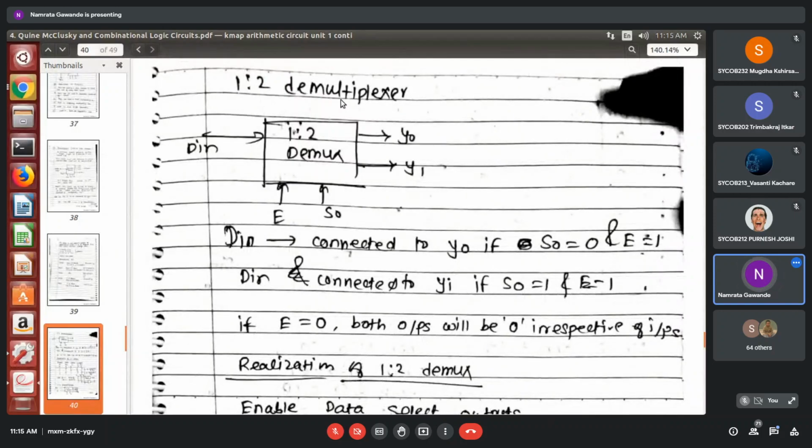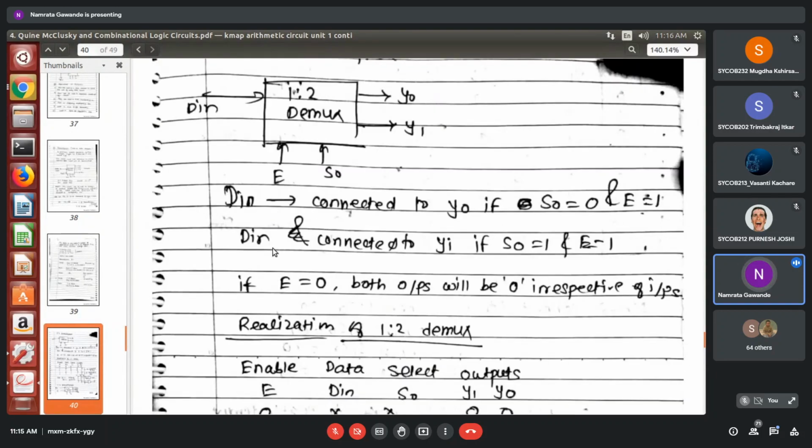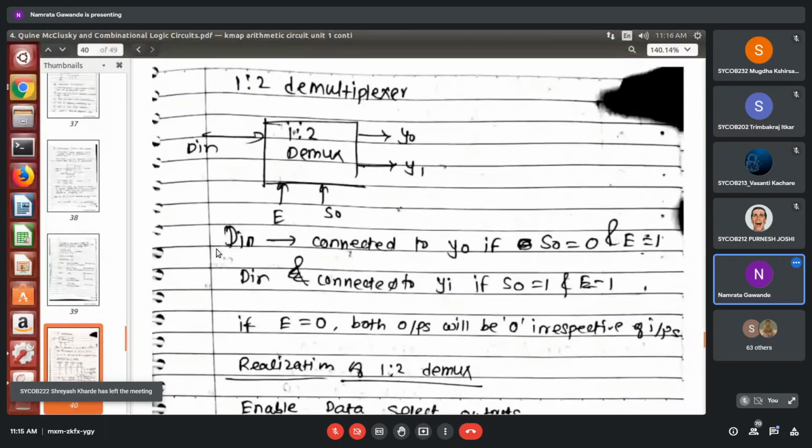Now see, 1:2 demultiplexer. As we have seen 2:1 mux, this 1:2 means 1 input and 2 outputs. So 1 input, 2 outputs, enable, and select line. So there is only one select line. How will this D in be connected? D in is always connected to 1. Then only that input will be transmitted to the output.